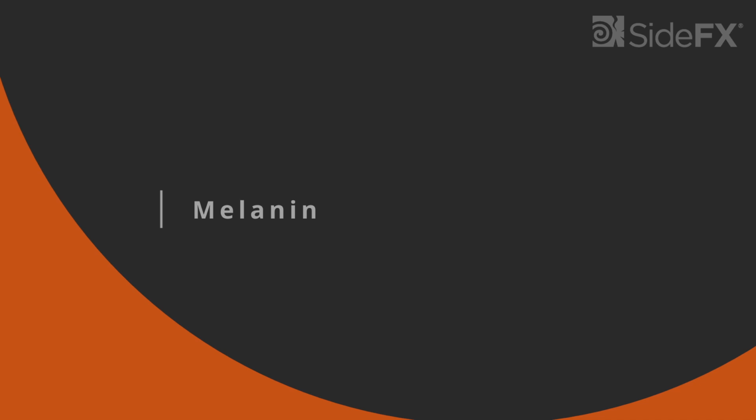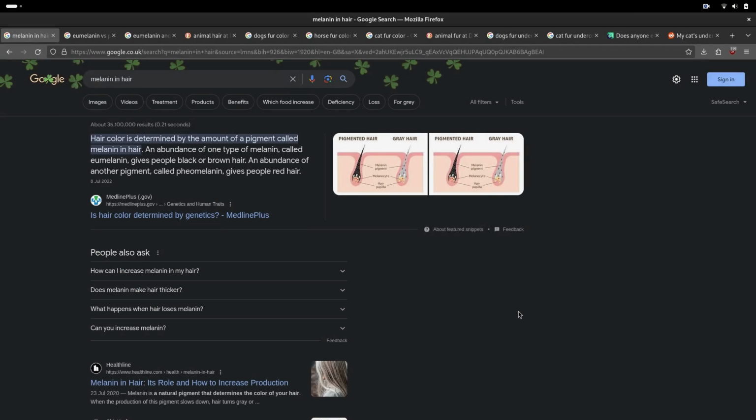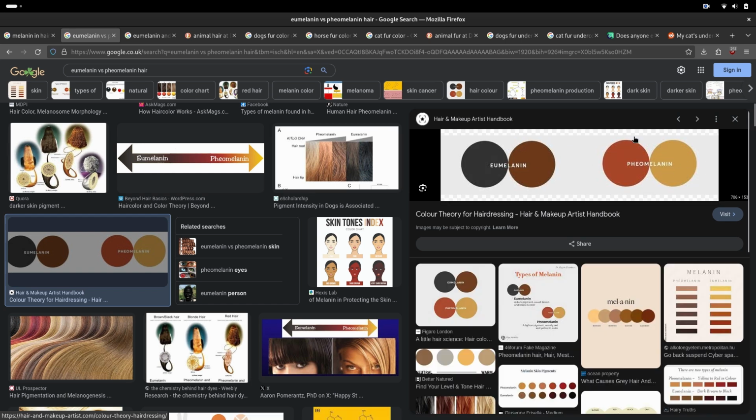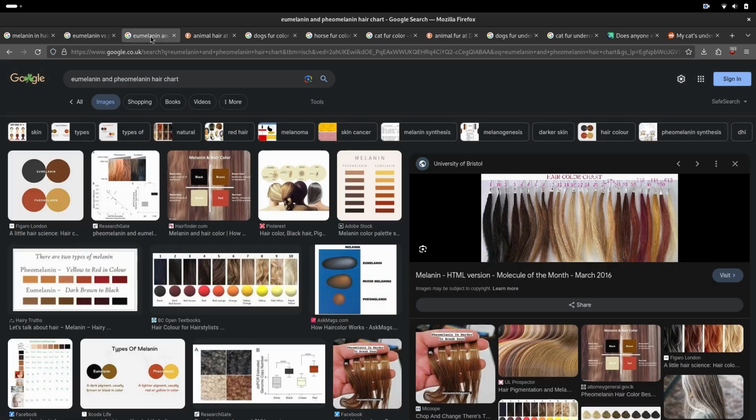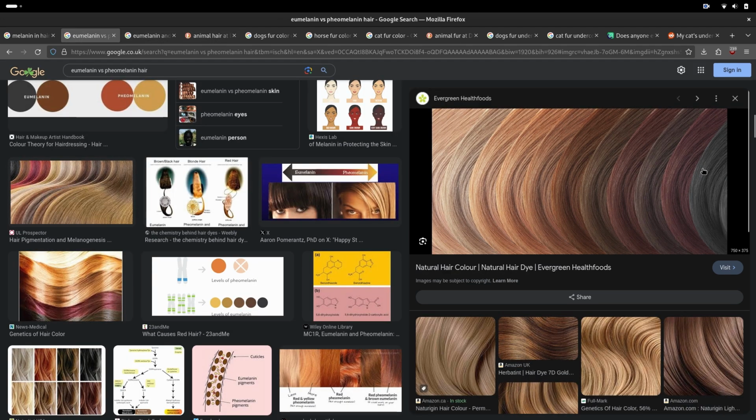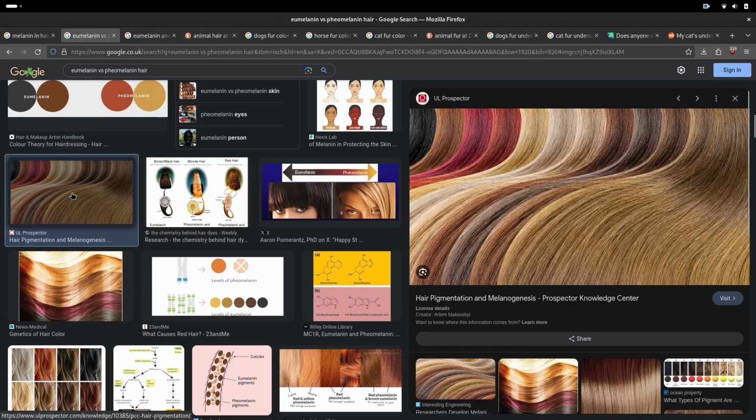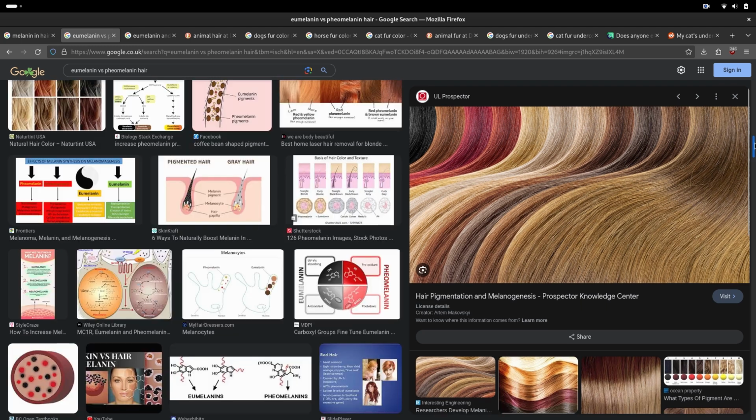Hair color is determined by the amount of a pigment called melanin. We have two types of melanin, eumelanin and pheomelanin. Eumelanin gives people black or brown hair. Pheomelanin gives people red hair. Here we can see some examples of human hair with different amounts of pheomelanin and eumelanin.